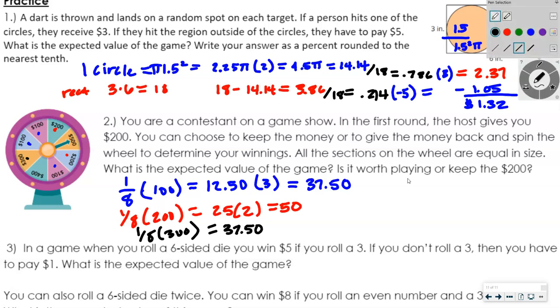let's find another color here. So then we got our 400, right? I got only the 400 left, right? So we're going to do 1/8 times 400. And when I did that, I got 50. Okay? Now, what are we going to do? We're going to add all those together, right? And we're going to see what our expected value is. So we're going to add the 37.50 to the 50 to the 37.50. Did I get 37.50 twice?